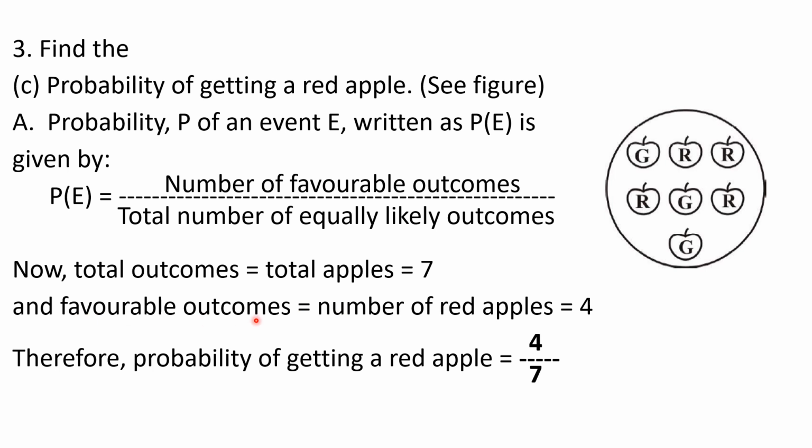And favorable outcomes is equal to number of red apples. How many red apples are there? 1, 2, 3, and 4. 3 are green: green, green, green. So this is red, red, red. So 4. Therefore, probability of getting a red apple is equal to 4 upon 7. 4 upon 7 is the probability of getting a red apple. So dear students, these were the first 3 questions of exercise 4.2.